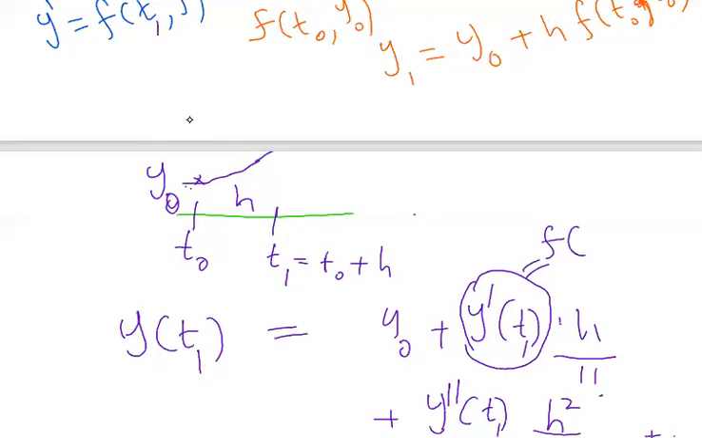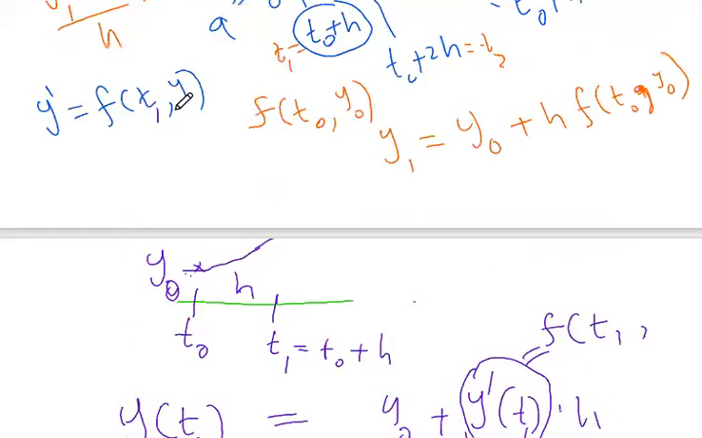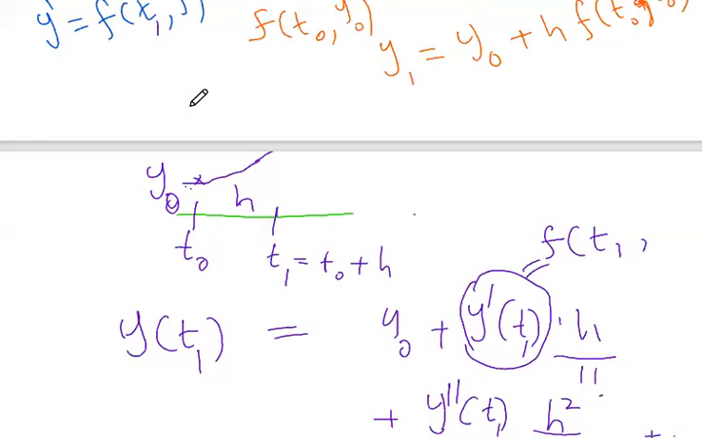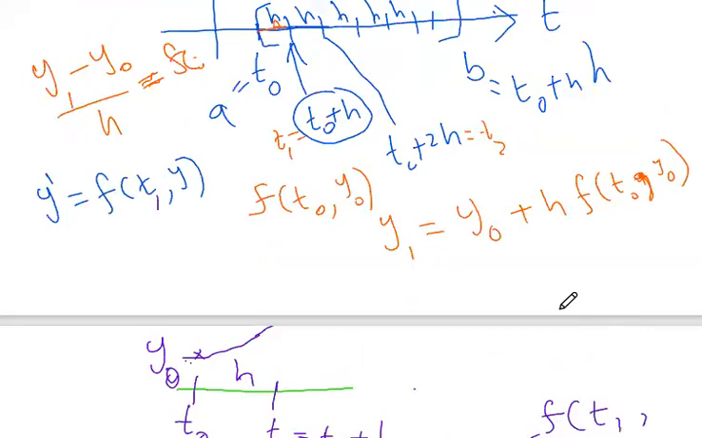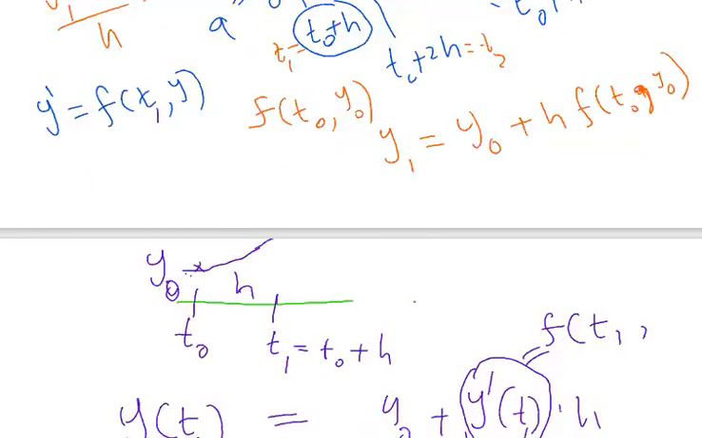f of t1, comma, this y naught. That should be y1 or y naught? No, that should be... Give me a second. Right, so this should be... Sorry. Give me a second, I think I made a mistake.